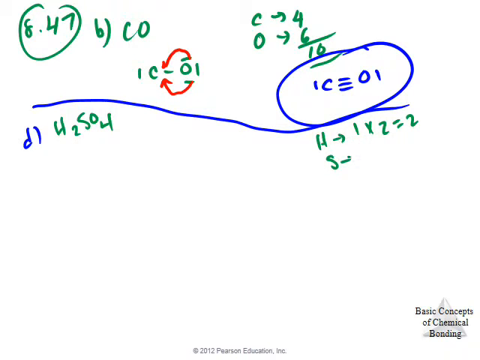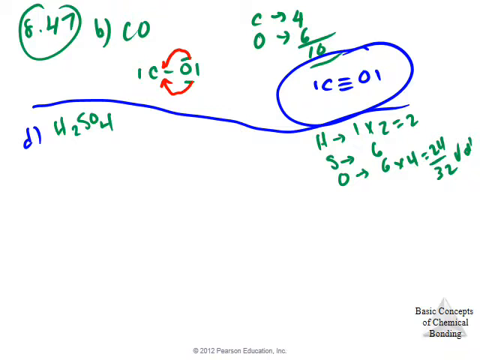Sulfur is in the same group as oxygen, so the number of valence electrons would be the same. That's 6 valence electrons for sulfur. Oxygen, again, will have 6. Make sure you look at the periodic table, and we have 4 of these oxygens. So that's 24. So 24 plus 6 is 30, 32. You must account for 32 valence electrons.